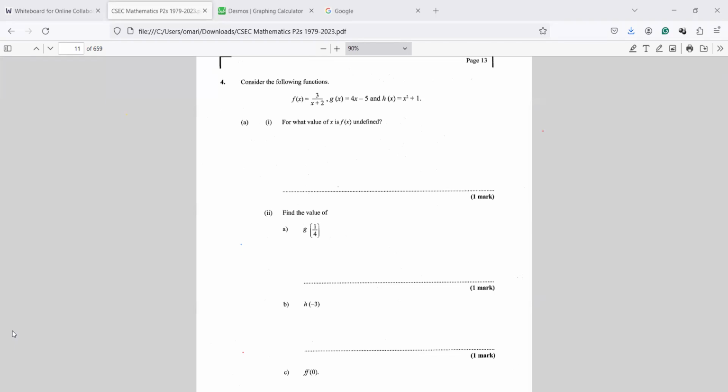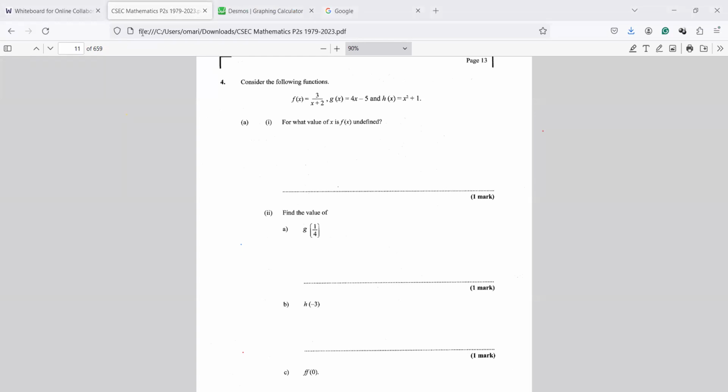So question 4, I think this is the 2023 paper, right, Omari? Yeah, that's correct. All right, so question 4 on the 2023 paper is a function question, and we're going to see if we can go through it. So consider the following functions. f of x is equal to 3 over x plus 2, g of x is equal to 4x minus 5, and h of x is equal to x squared plus 1.